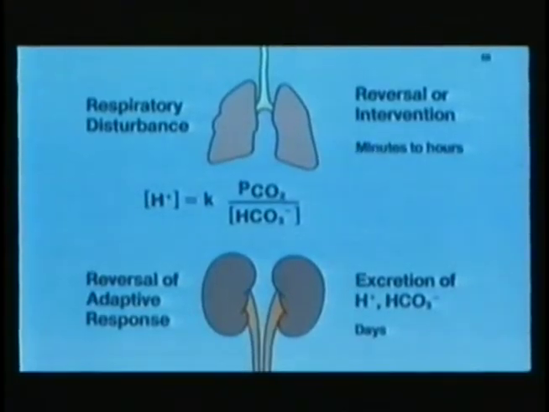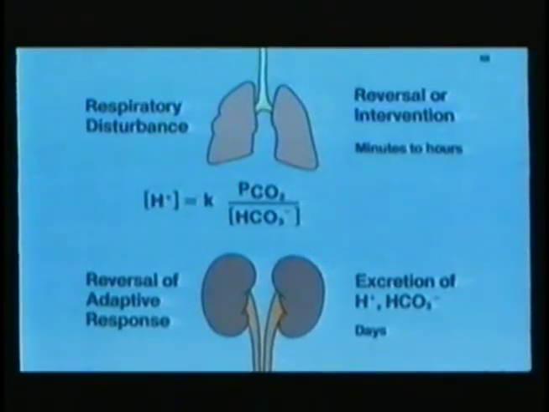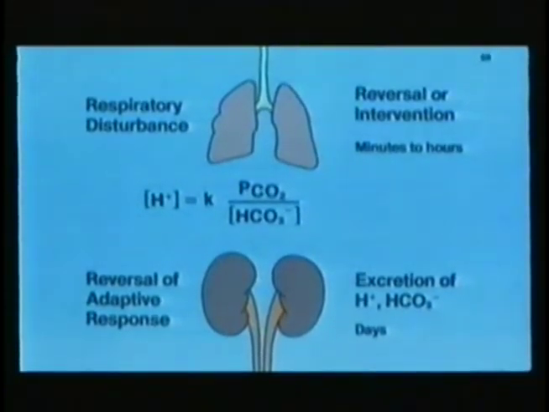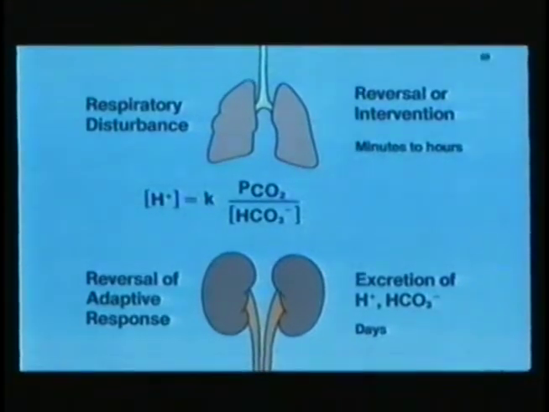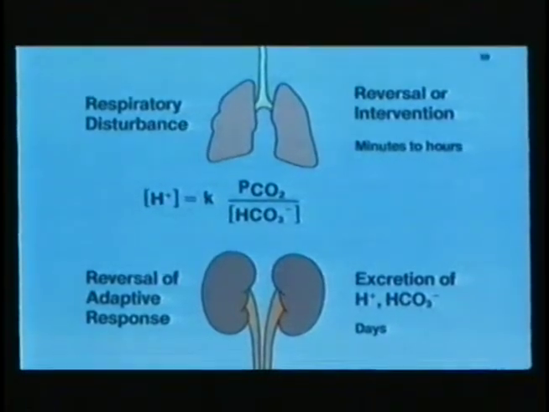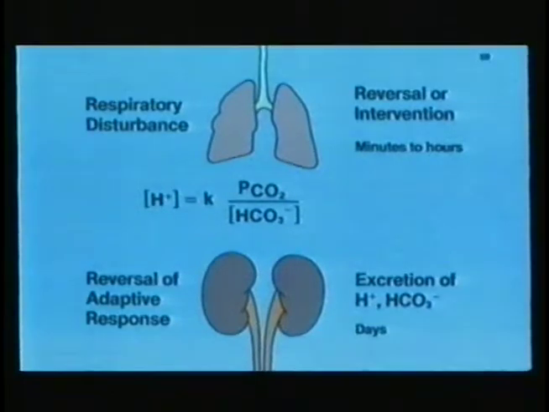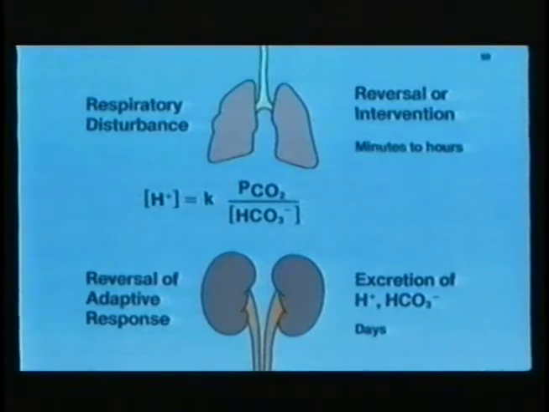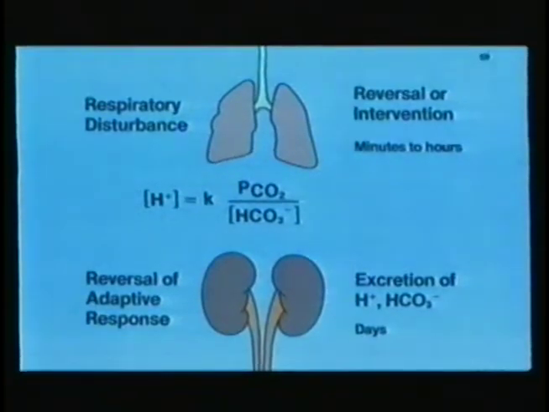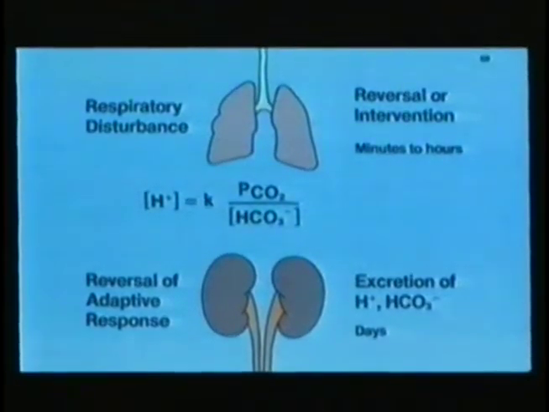59. Respiratory acid-base disturbances are rapidly corrected either by reversal of the underlying abnormality or by therapeutic interventions that rectify alveolar ventilation, such as the use of a mechanical respirator. Reversal of the disturbance may take place within minutes to hours. Reversal of the adaptive renal response to respiratory abnormalities depends on excretion of either the excess bicarbonate ion or hydrogen ion, and generally requires several days to accomplish.